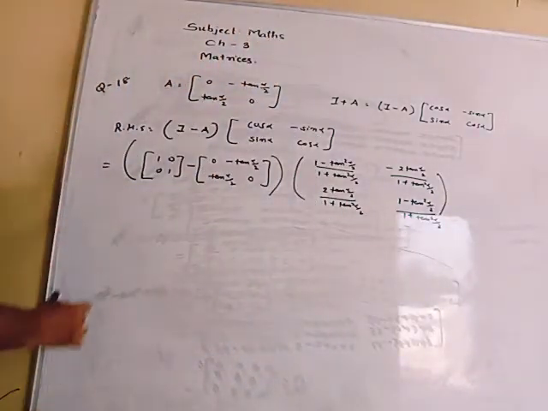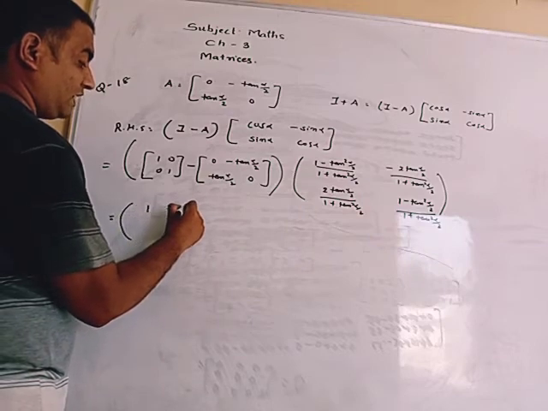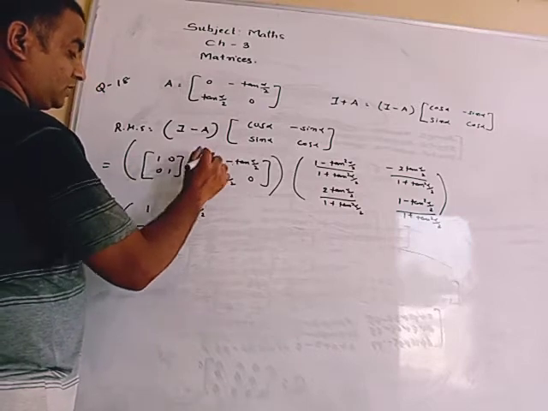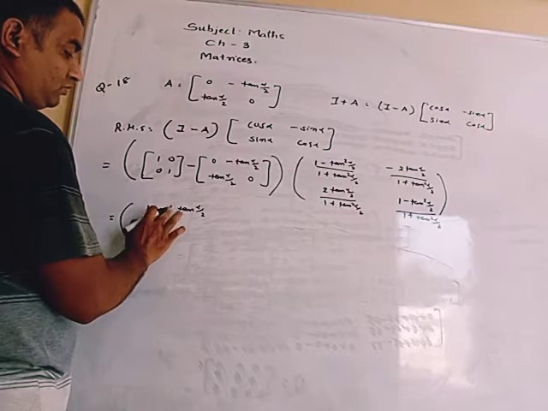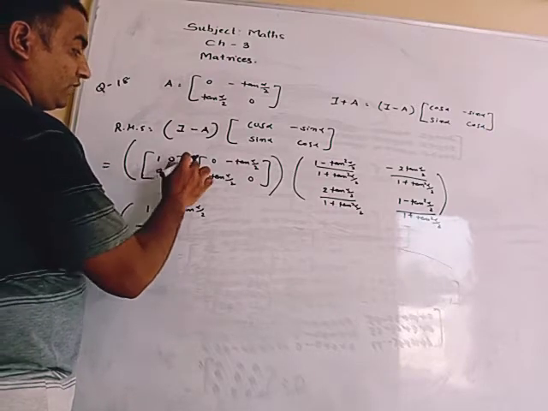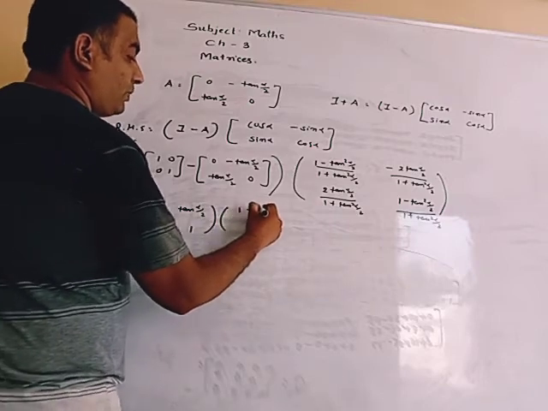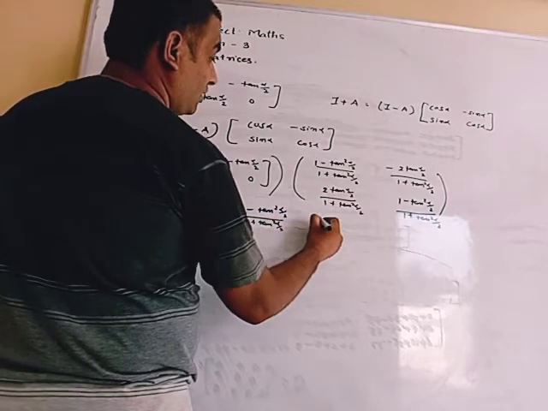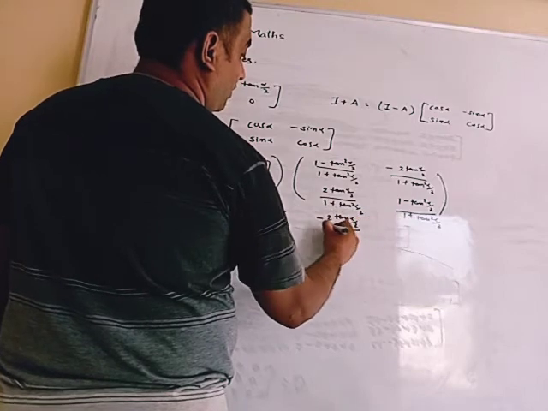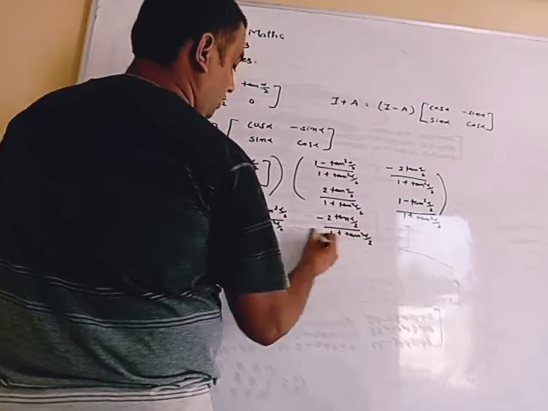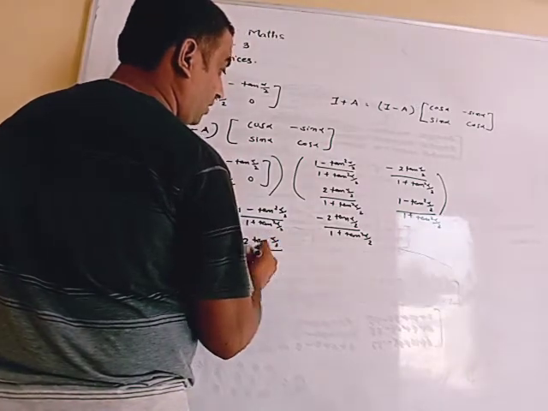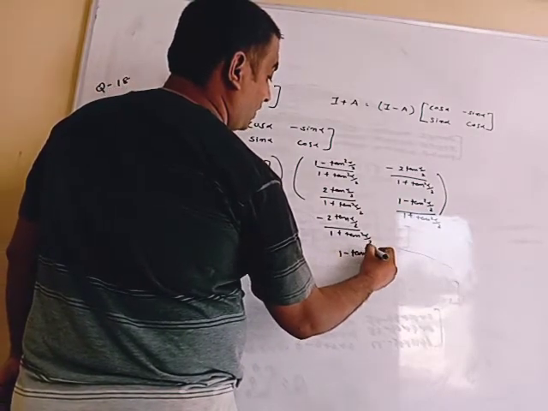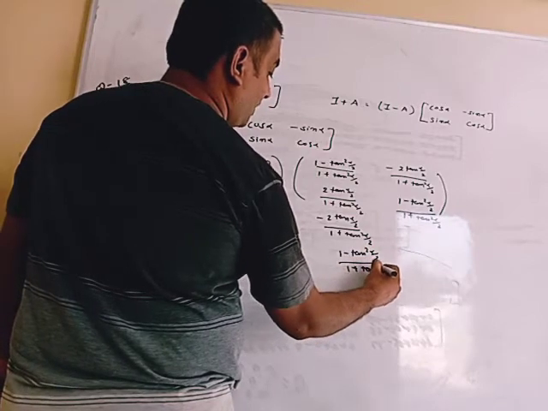So now we simplify this matrix, then we get [1, plus tan alpha by 2; minus tan alpha by 2, 1], which is I minus A, multiplied by the matrix with entries 1 minus tan square alpha by 2 upon 1 plus tan square alpha by 2, minus 2 tan alpha by 2 upon 1 plus tan square alpha by 2, 2 tan alpha by 2 upon 1 plus tan square alpha by 2, and 1 minus tan square alpha by 2 upon 1 plus tan square alpha by 2.